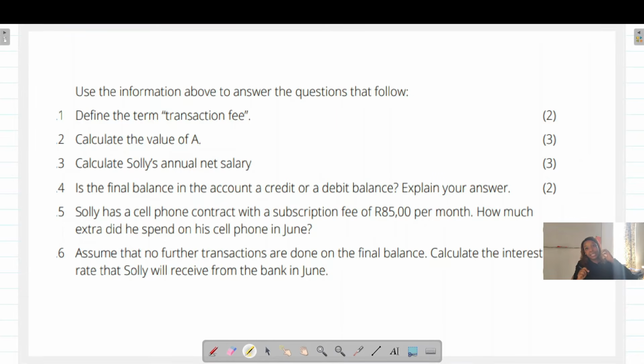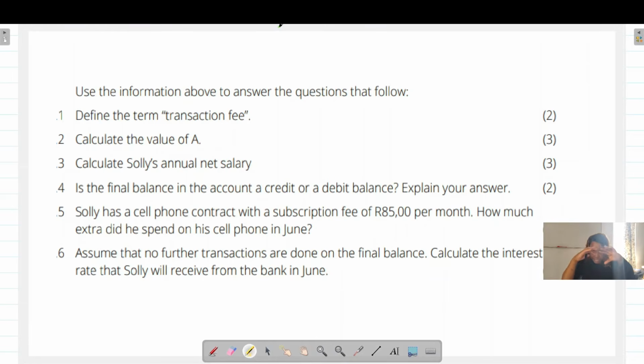So what is his annual net salary? Net salary is the salary that Mr. Solly Sibuko gets after the deductions of his taxes, his UIF, his medical aid, and so on. The salary that we are given here in his bank statement is his net salary, because they give you your salary after all those deductions have been made. You don't get your salary before your pension fund has been deducted, before your medical aid has been deducted, before your taxes have been deducted.